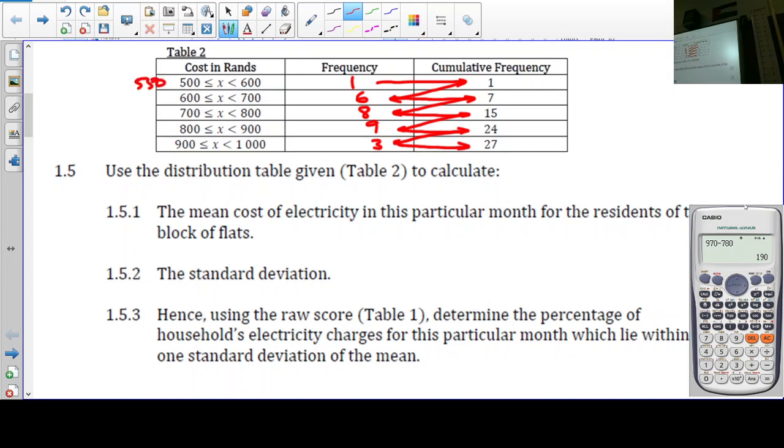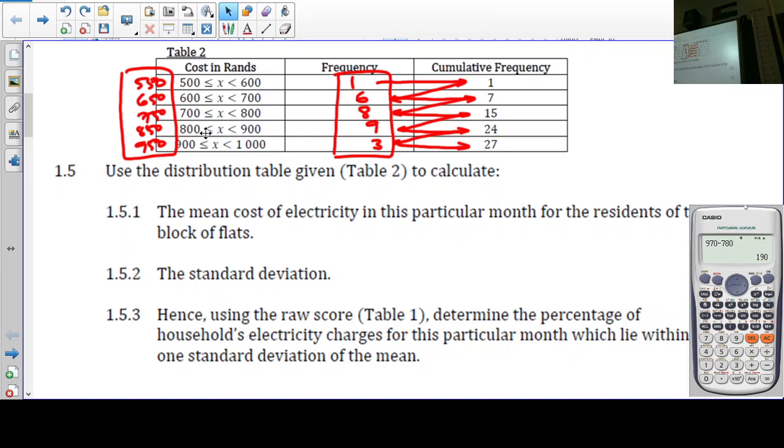The next one is going to be 600 plus 700 divided by 2 is 650, then 750, then 850, then 950. So this is what you call your class midpoints. And this is our frequency. Very importantly, we have 1 in that category, 6 in that category, and so on. To calculate your mean, we could just say 550 times 1 plus 650 times 6 plus 750 times 8 plus 850 times 9 plus 950 times 3, and we divide everything by 27. That's how we get the mean.